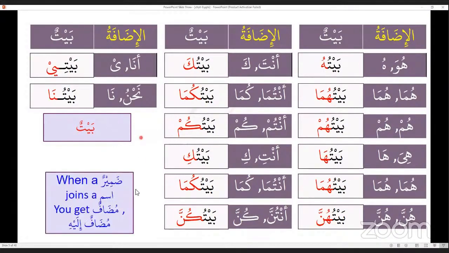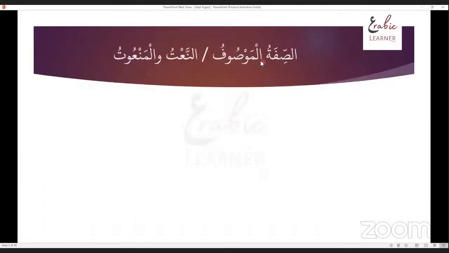Very well done. Okay, so this is the rule here. All these red color ones are dhamair. So when the dhamir joins an ism, what was the ism? Baytun. When it joins the ism, the product is mudaf mudaf ilayh, and you have learnt mudaf mudaf ilayh, right? You know what is mudaf mudaf ilayh. You have learned this in chapter 4, I believe.